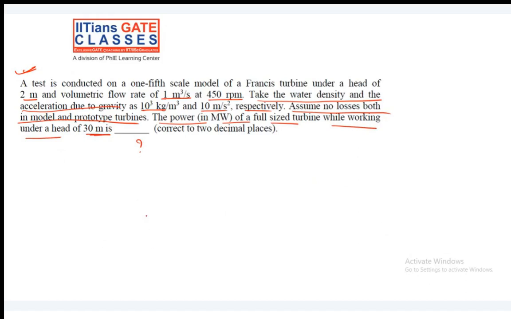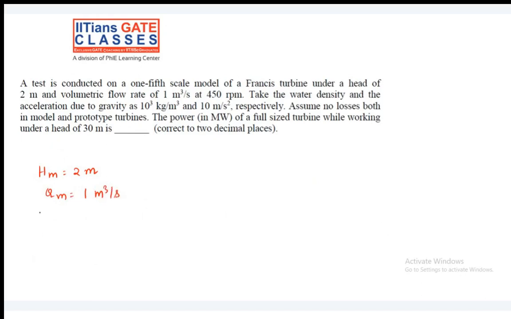Okay. So they have given you a 1/5 scale model. The model head is given, so Hm, I can say, is given to us. Model head is 2 meter, and the volumetric flow is also given. Q of model is 1 meter cube per second. And for power, this is sufficient.